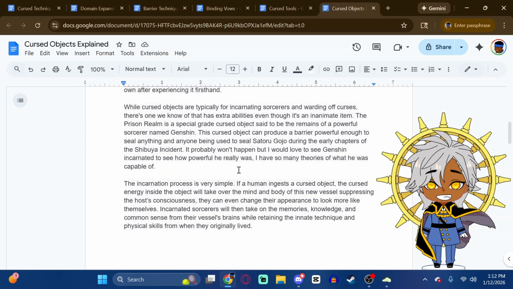For example, when they were making the barriers in the Shibuya arc, they were like, hey, we're placing these specific items in these locations, and this would be the parameter of the barrier. However, we're going to make it so that while the barrier is up, everyone but Gojo can go in.